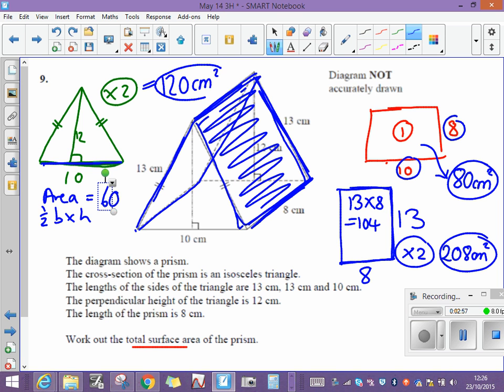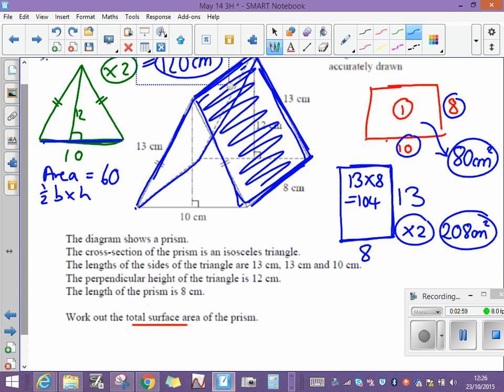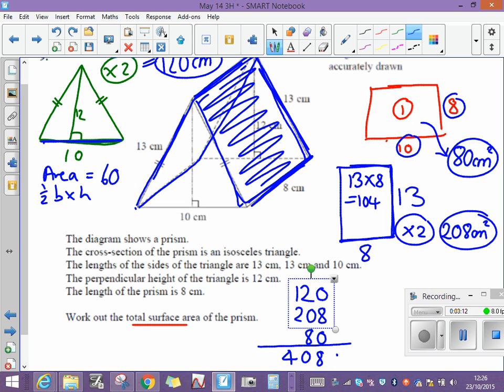Now to work out then the total surface area, I'm going to do my 120 plus the 208 plus the 80. So if I add those together, that comes out as 408 centimeters squared, and that's the total surface area.